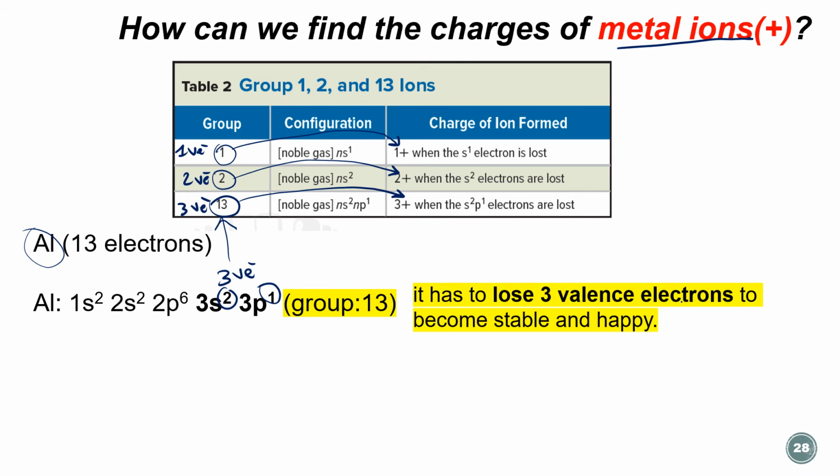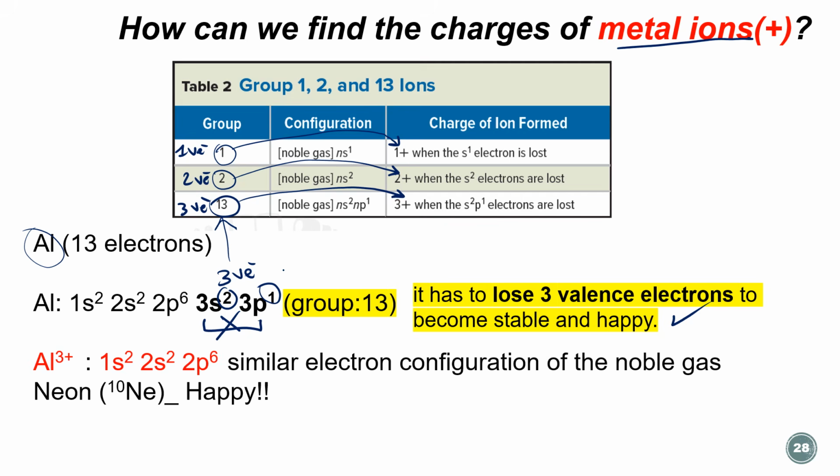Okay? This is what's written here. It has to lose 3 valence electrons to become stable and happy. And we are going to lose this part. So this part we will cancel it. So now this is the new ion. Why is the charge plus 3? Because we lost 3 valence electrons. And this is the new notation. Now how many valence electrons do we have? 8. So it's happy. Okay?